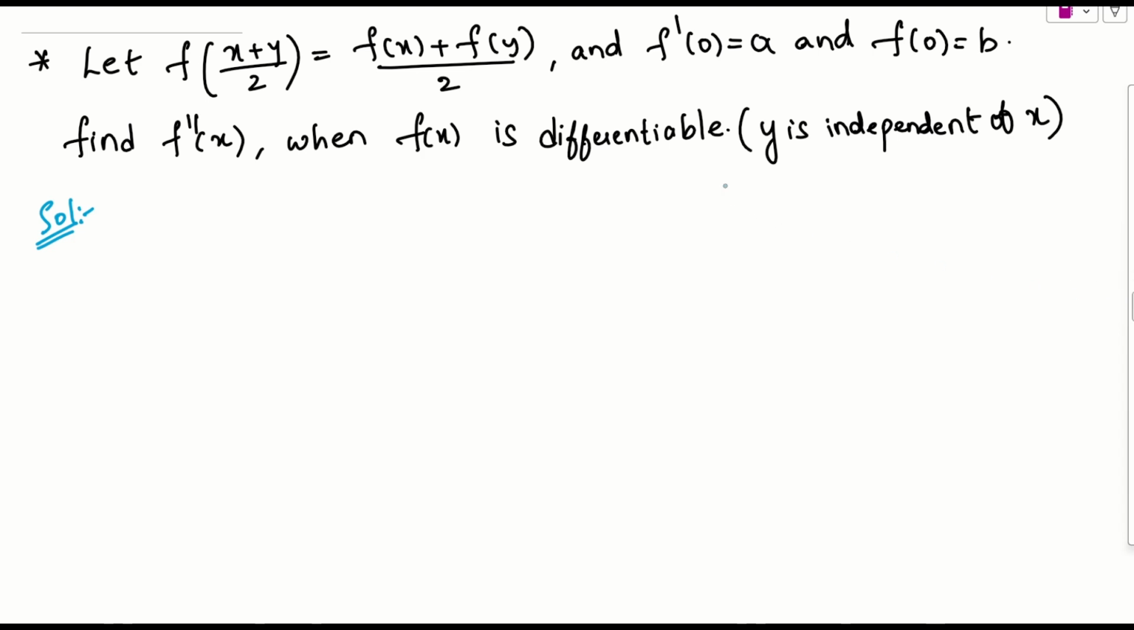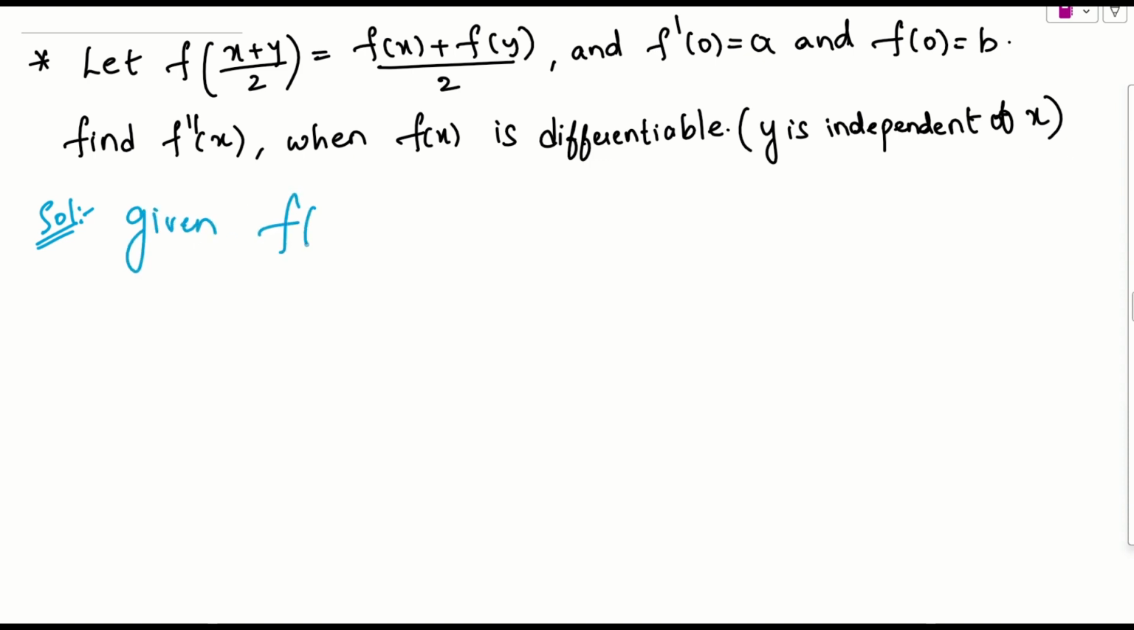Yes, let us see how to solve this problem. What is given here: f of (x plus y) by 2 is nothing but (f of x plus f of y) by 2, and f dash of 0 is a and f of 0 is b. We need to find f double dash of x, where f is a differentiable function and y is independent of x. Is it okay? So first of all, let us see what is given here.